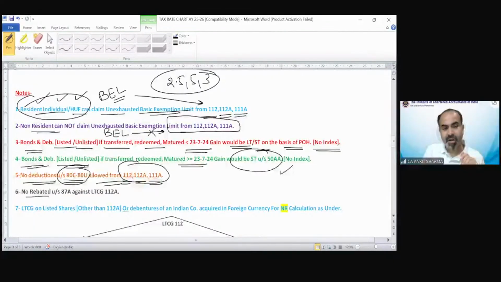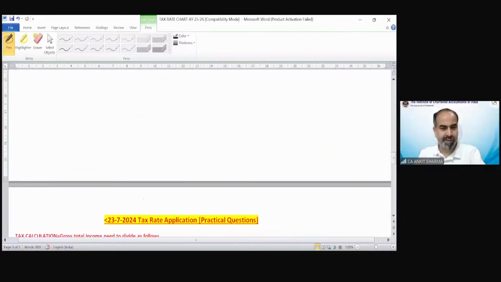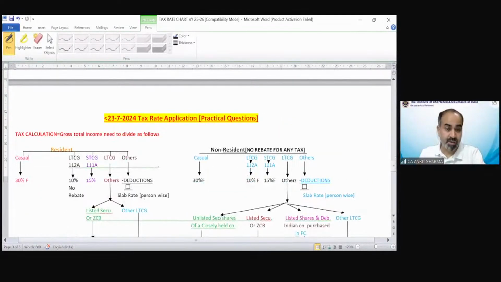No rebate under section 87A against long-term capital gain under 112A. The rebate we have gone through, that was 12,500 or 25,000 in case of the default tax scheme, you cannot claim from long-term capital gain under section 112. So till here, we have discussed the provisions. We are left with point number 7. And these two charts are definitely going to make things so easy for you for calculation of tax. So we will discuss that after the break.